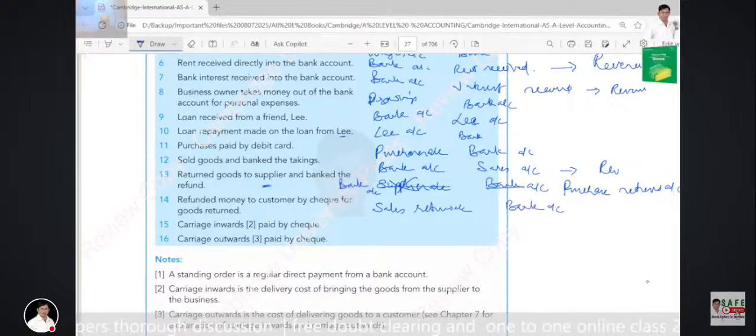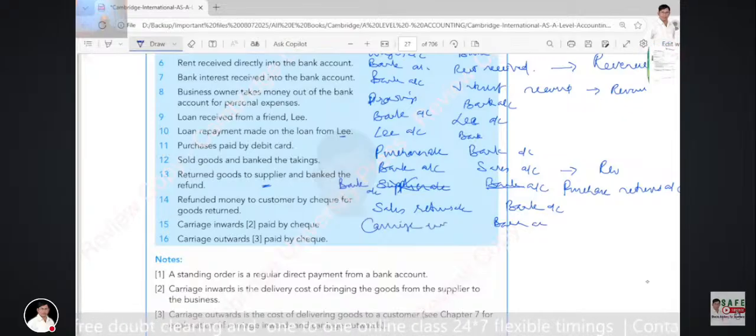Carriage inward paid by check. Whether it is carriage inward or carriage outward, it is always an expense. Did you read the trial balance? Send me the trial balance again. So money will always go from bank.